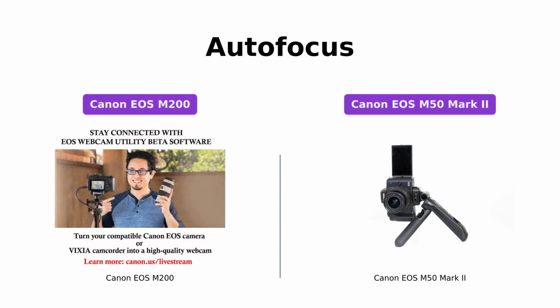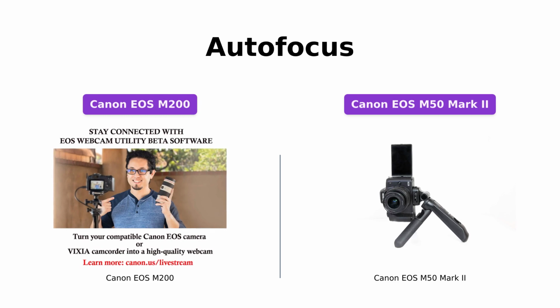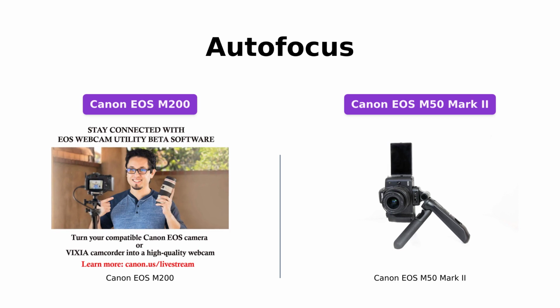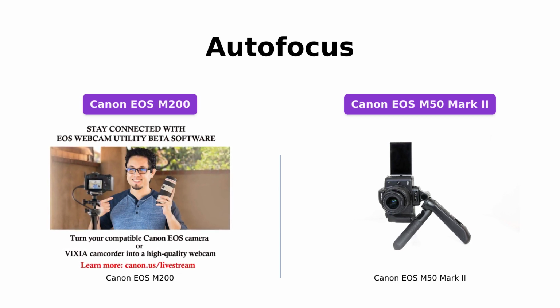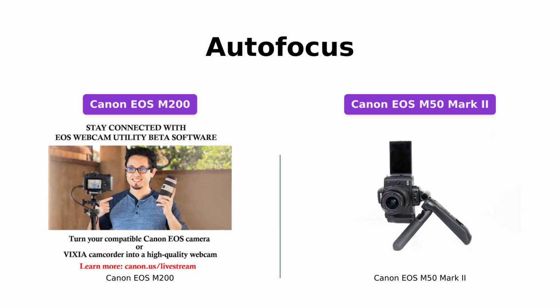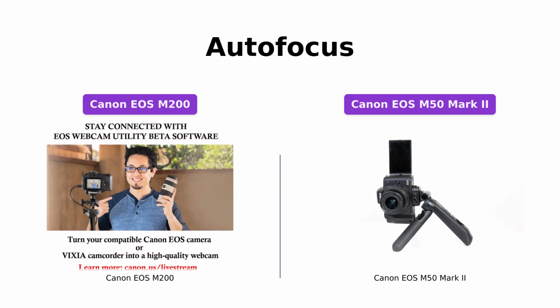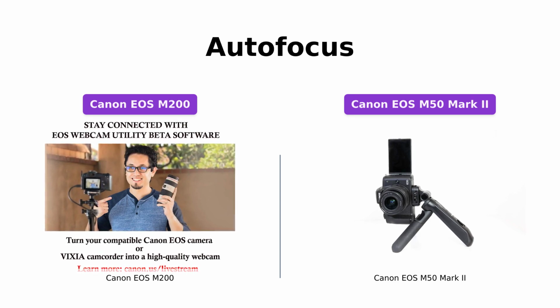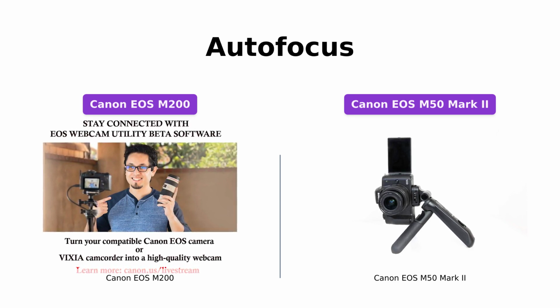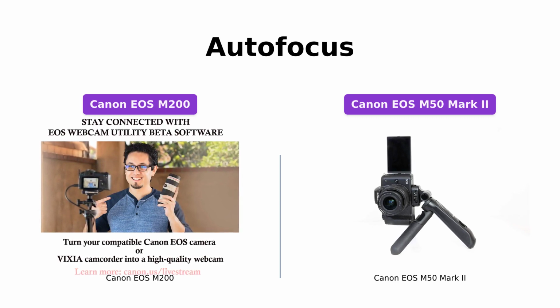When it comes to autofocus, both cameras excel. The Canon EOS M200 features fast and accurate dual-pixel CMOS AF with eye detection AF, ensuring your subjects are always in focus. The Canon EOS M50 Mark E takes it a step further with improved dual-pixel CMOS AF and eye detection AF support for both stills and video. You'll never miss a moment with these cameras.